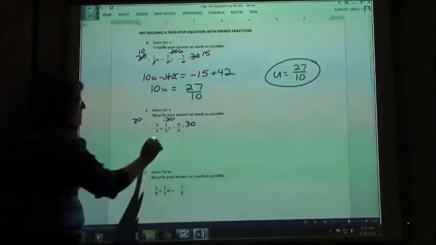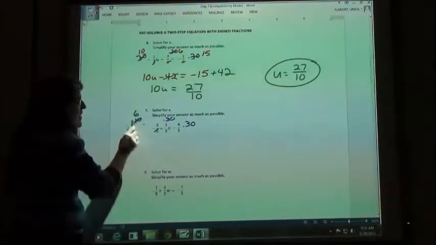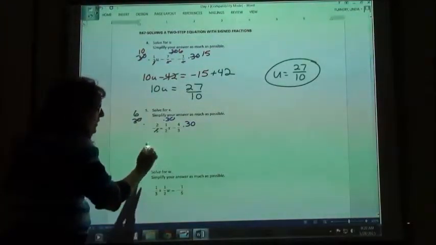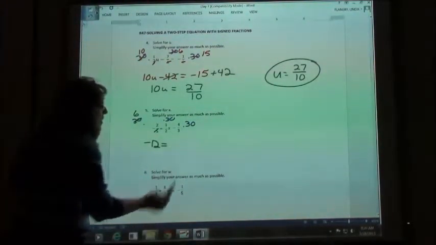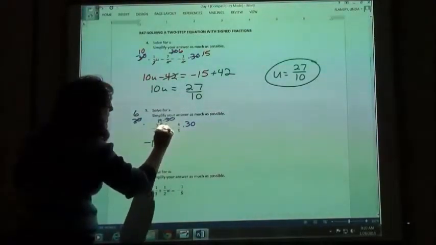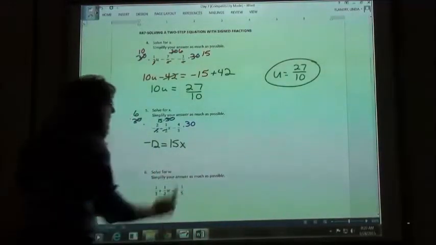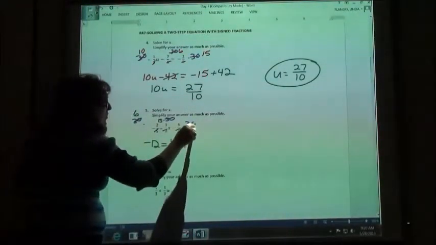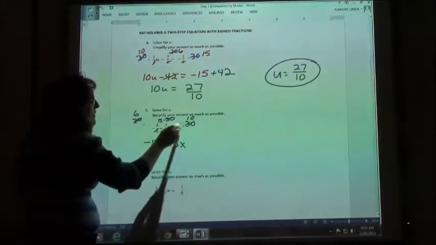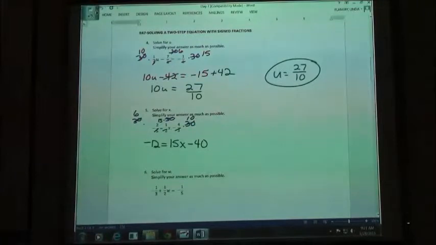So again, when I'm canceling, 5 goes into 30 6 times. 6 times my -2 would give me -12. On my other side, 2 goes into 30 15 times. 15 times 1x is 15x. And then 3 goes into 30 10 times. 10 times my -4 would be -40. So -12 equals 15x minus 40.